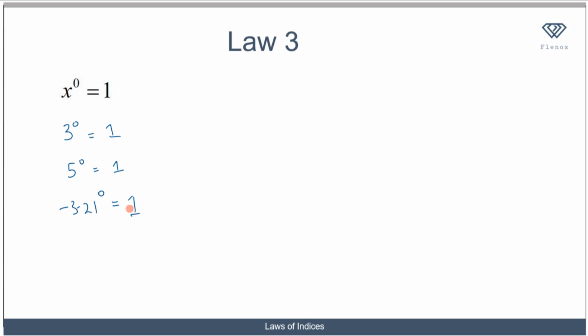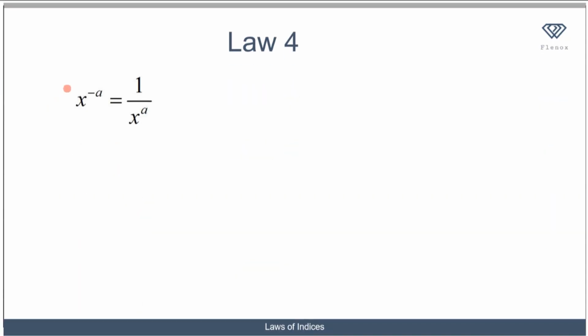We're not going to go through the proof of this, which is very interesting by the way, but you just need to know this. Now let's move on to the fourth law. And the fourth law tells us that x to the power of minus a is equal to 1 over x to the power of a.